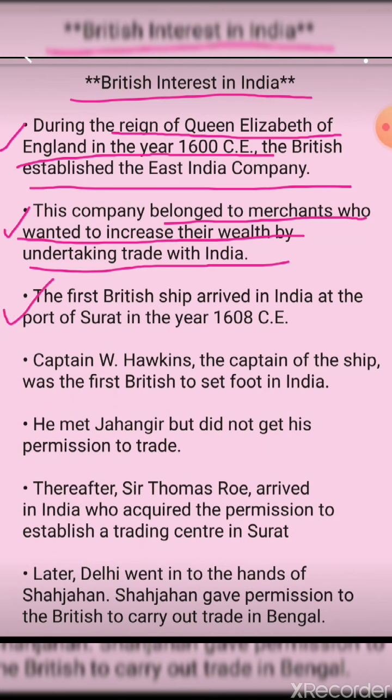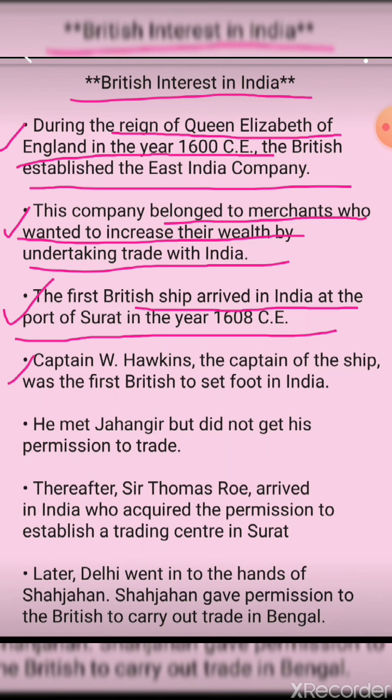Next, the first British ship arrived in India at the port of Surat in the year 1608 CE. So the first ship arrived in India at which port? That is Surat, in South Gujarat, in the year 1608 CE. Students, again I need to tell you that all the years given over here, that data, you need to remember it. It can be asked for objectives in the exams.